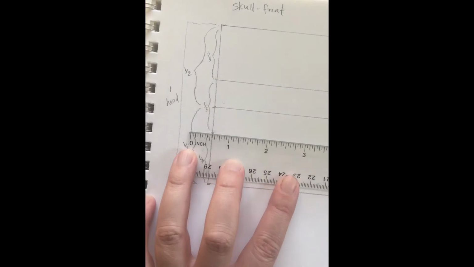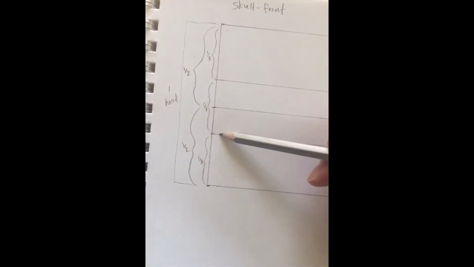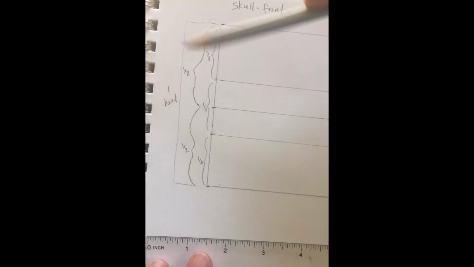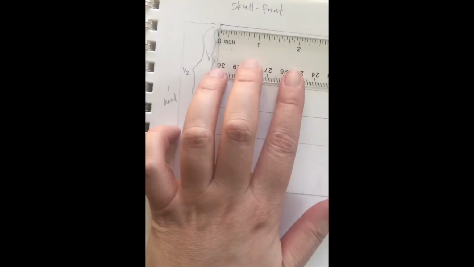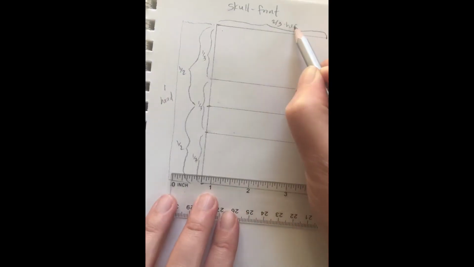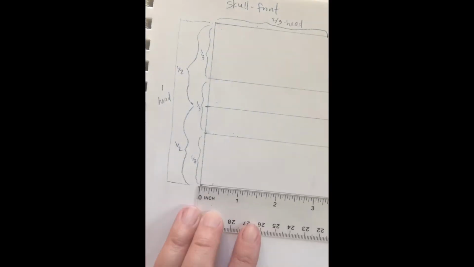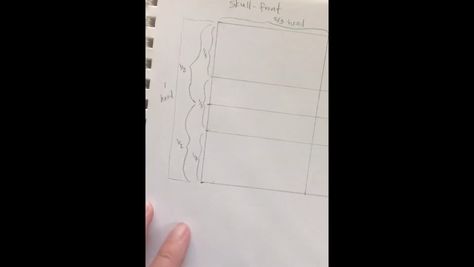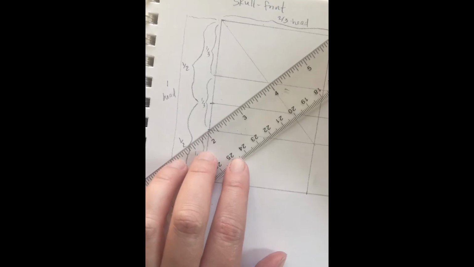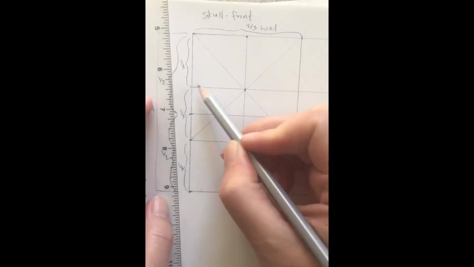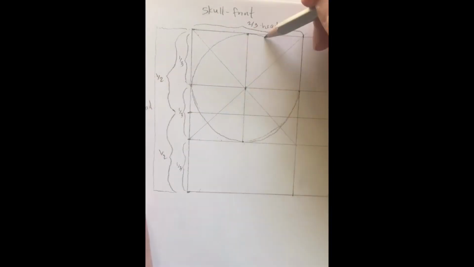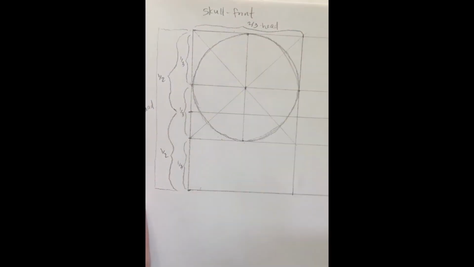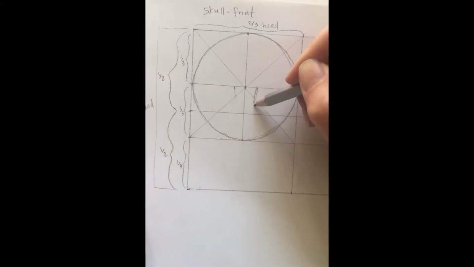You extend the third lines and the halfway point line all the way out to the right. Then you take a measurement of the 2/3 and make that on the horizontal line to represent the width of the skull. Now I'm finding the center of that upper square, the 2/3 square, and I'm making a circle there, which represents the cranium, the largest part of the skull.